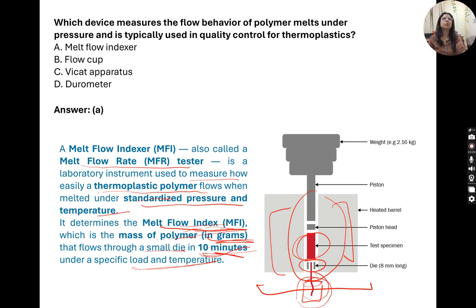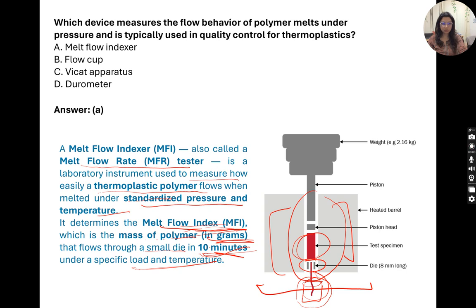And that's why thermosetting plastics, once set, cannot be melted that easily and cannot be recycled. So this is only for thermoplastics or thermoplastics-based materials.